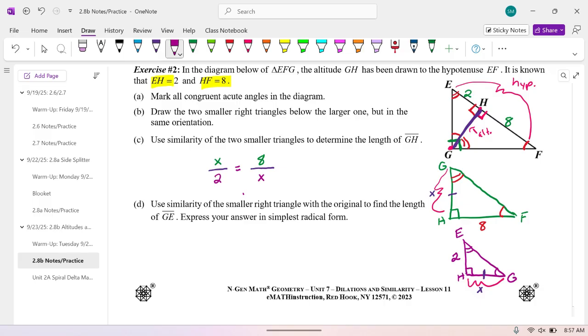Now, we can then cross multiply. So if I cross multiply, I get x times x, which is what? x squared is equal to 16. What's the only thing I've got to do to solve for x? Take the square root. What's the square root of 16? 4. So GH is equal to 4. So this is 4, and this is 4. And if we marked it here, 4.